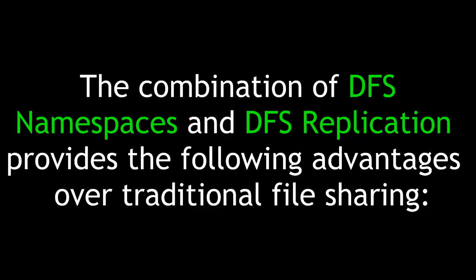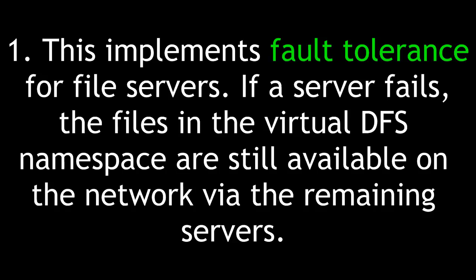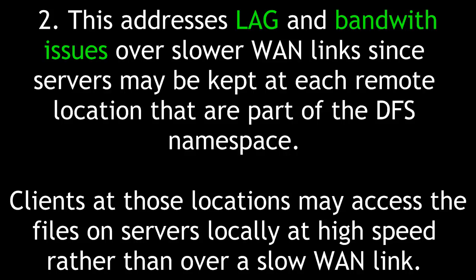The combination of DFS namespaces and DFS replication provides the following advantages over traditional file sharing. 1. This implements fault tolerance for file servers. If a server fails, the files in the virtual DFS namespace are still available on the network via the remaining servers. 2. This addresses lag and bandwidth issues over slower WAN links, since servers must be kept at each remote location that are a part of a DFS namespace. Clients at those locations may access the files on servers locally at high speed, rather than over a slow WAN link.